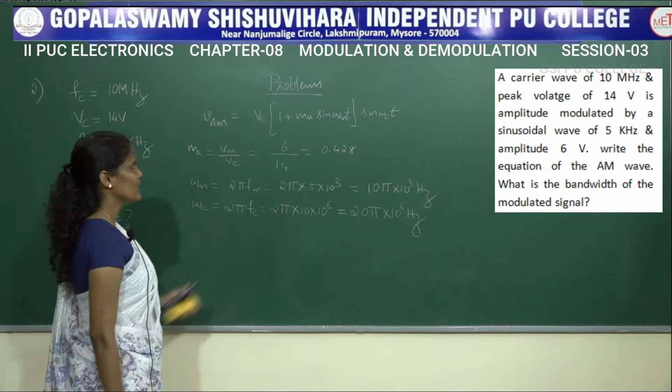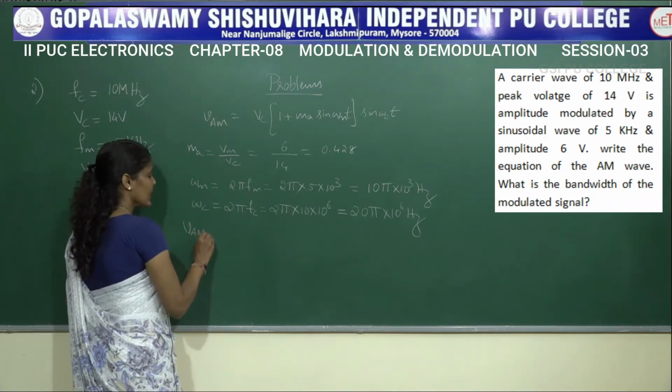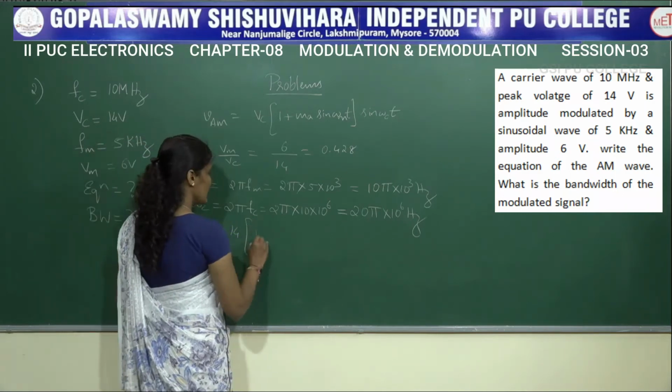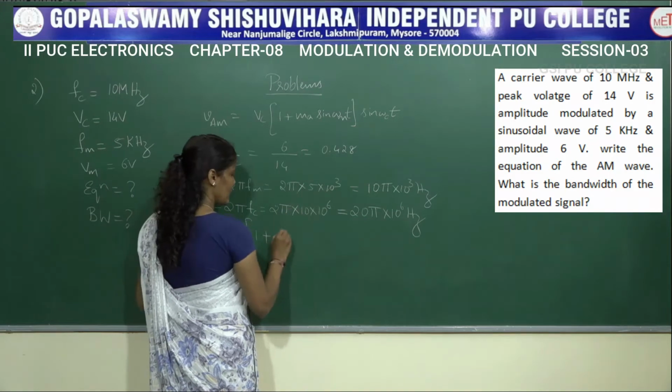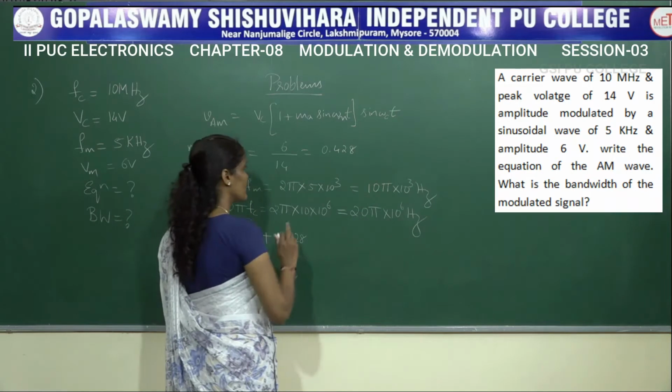Right? Now let us substitute these values directly into the formula. VAM equals Vc value is 14, 1 plus MA value is 0.428. It does not have any unit, so just 0.428.